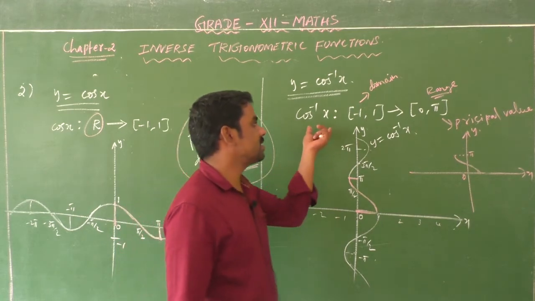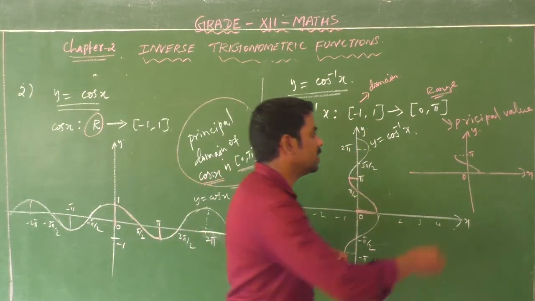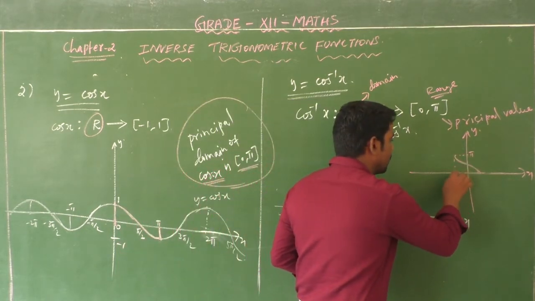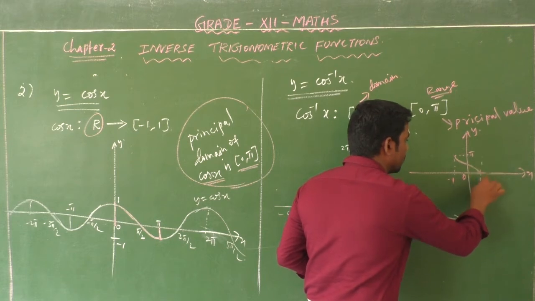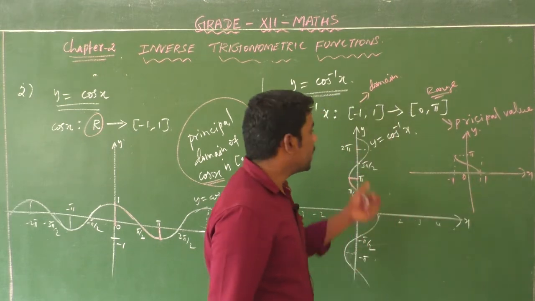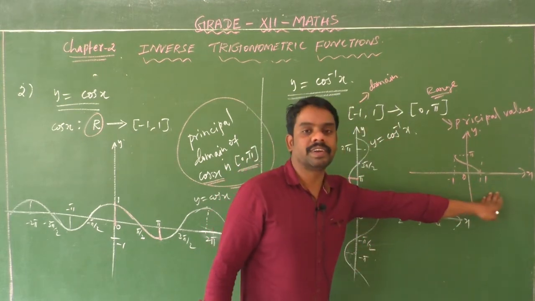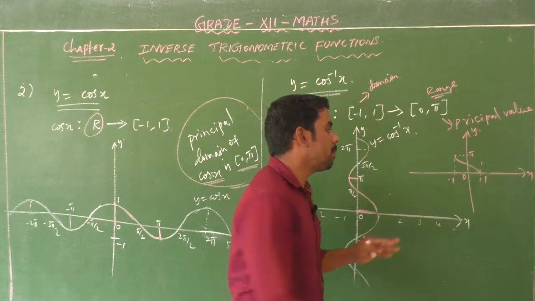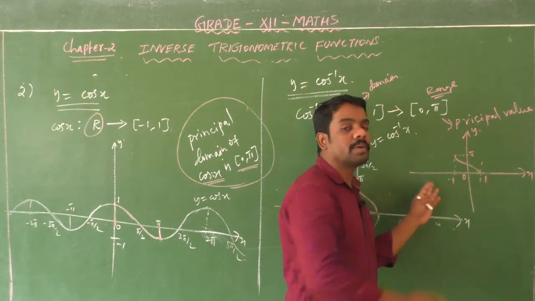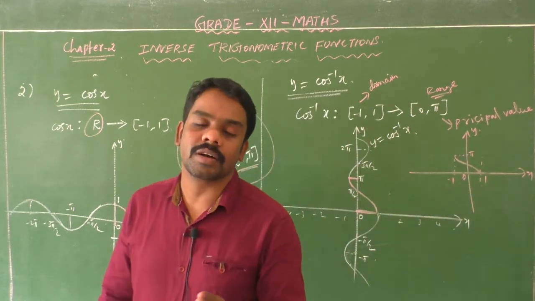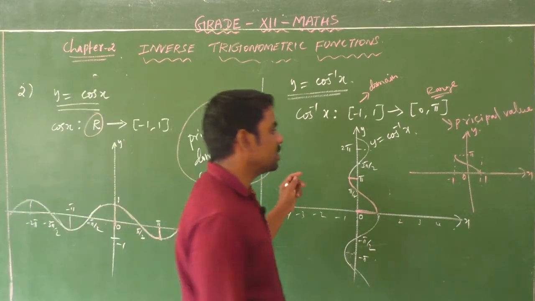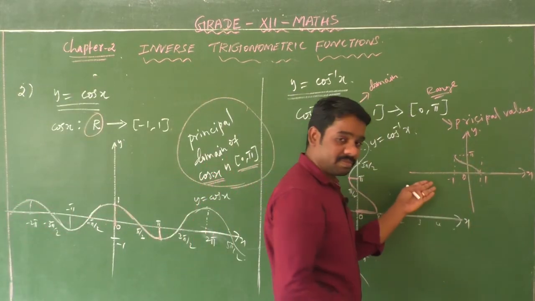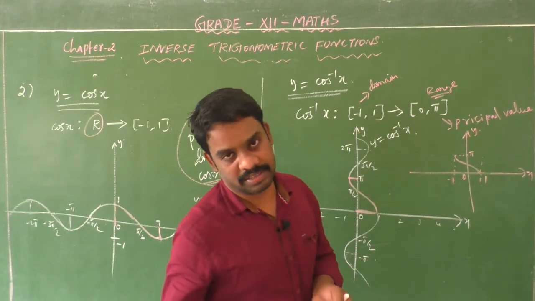So the domain of cos inverse x is minus 1 comma plus 1. This is minus 1, this is plus 1. So here the domain is minus 1 comma plus 1, and the range is 0 comma pi. Sorry, not codomain, this range is 0 comma pi. The range of cos inverse x is 0 comma pi. This is the curve y equal to cos inverse x.